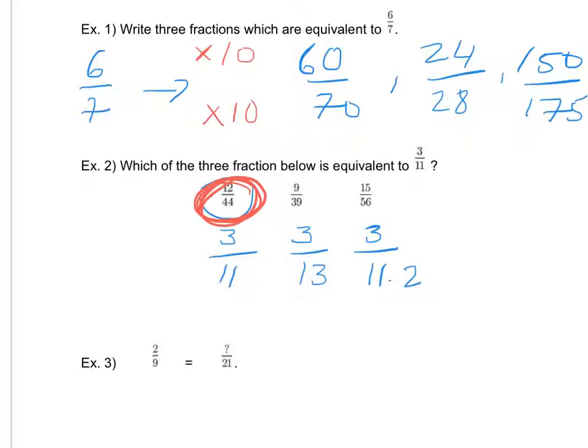Okay? And the final type of example we're going to look at: you have 2/9, and 2/9 is equal to something over, I'm just going to change this here, instead of 21 we're going to change it to 27 just for the sake of handiness. It just makes it a little bit easier. So 2/9 equals something over 27, not 21.